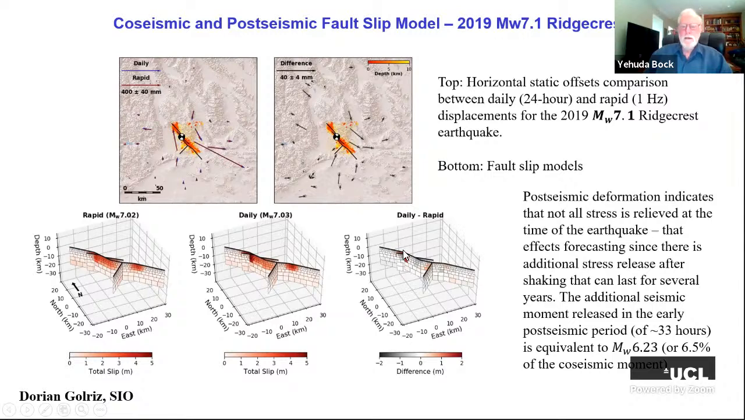You'll have the migration of the slip over to the, in this case, to the north, west. And in this case, the period, 33 hours after the earthquake, is equivalent to a magnitude 6.2, or about 6.5% of the co-seismic moment. It's the amount of energy that's released during the earthquake.